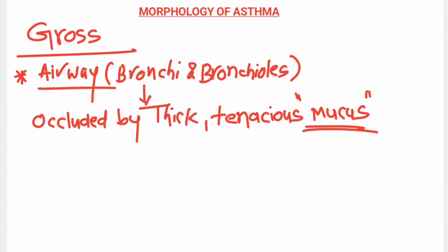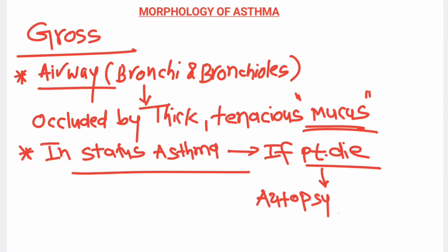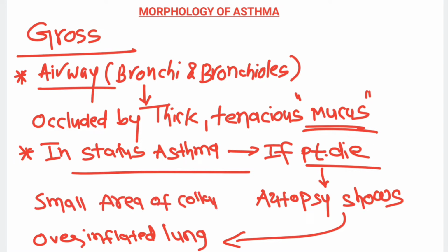And if the patient is having a severe degree of asthma, that is status asthmaticus, then the patient can die. And if you do the autopsy of such a patient, it will show an overinflated lung due to distension, and there will be small areas of atelectasis or collapse as well. So that is about the gross morphology of asthma.